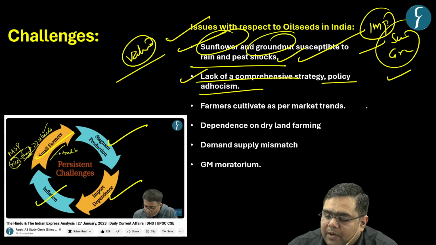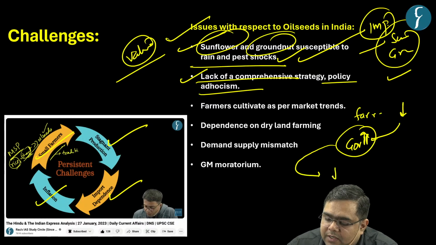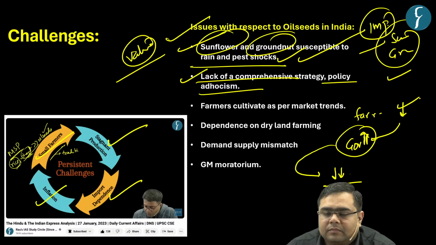So what will happen is that, let us talk about an entire season, the farmer will grow less. This will lead to a shortage. What will the government do? The government will increase the import. When the government increases the import, the farmer gets further disincentivized to produce. Now let us reverse the cycle.